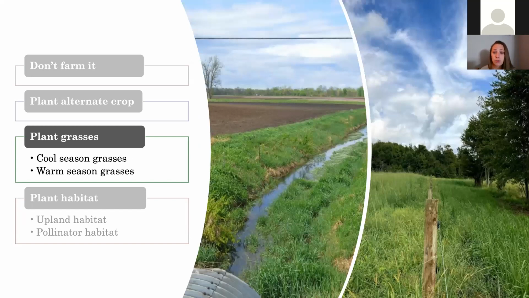Another option is to plant grasses. On the left, we have some cool season grasses along this waterway that serve to really hold that soil in place, and filter out any nutrients that we might be washing into that waterway. Again, this is a more permanent option for those areas. You can graze those or hay those if you have any livestock, or your neighbors have livestock that can make use of that. Or native warm season grasses like in the right-hand picture. This is also really great wildlife habitat if that's another focus for you on your farm.